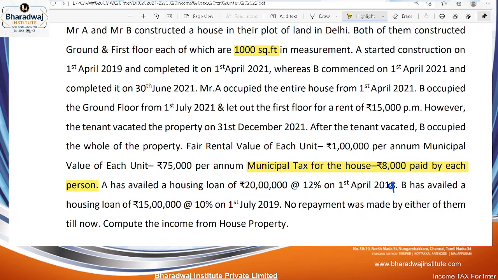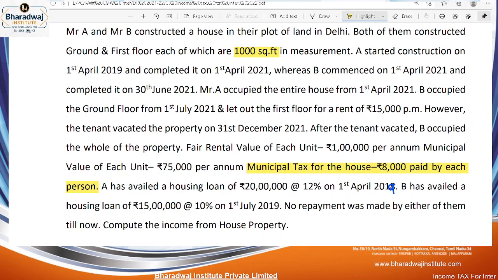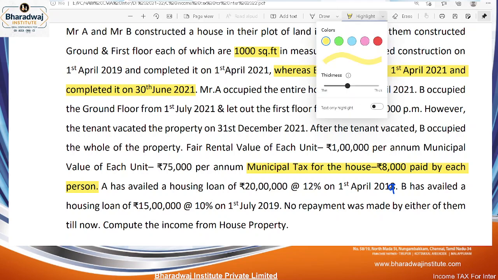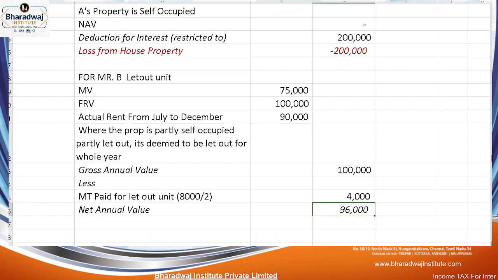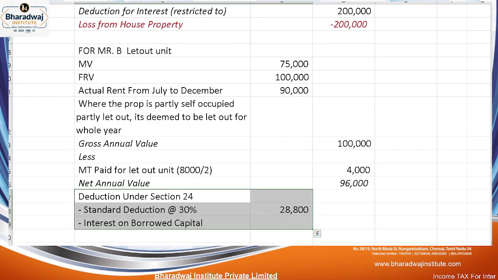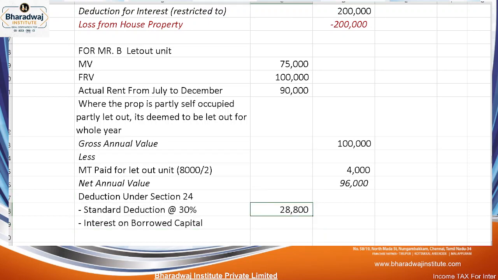And please remember, already we discussed, there is no pre-construction period. See, 1st April started and 30th June it is completed. If the completion is on 30th June, can you take up to 30th June? We have to take only up to 31st March 2021. So no pre-construction period for property B. So less deduction for standard deduction, of course, 30%.